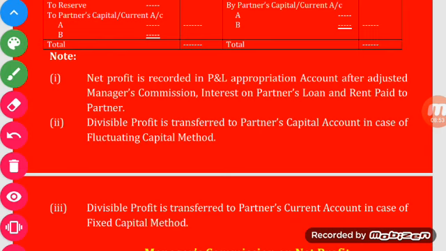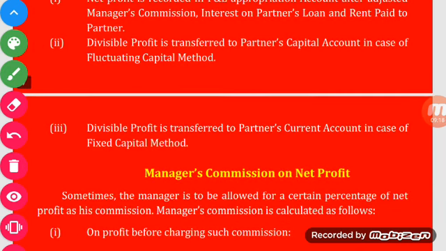Is it clear? Second point, divisible profit is transferred to the partner's capital account in case of the fluctuating capital method. The divisible profit will be transferred to the partner's capital account if partners' capital accounts are maintained as per the fluctuating capital method. And point number three, divisible profit is transferred to the partner's current account in case the fixed capital method is used. I hope you understood how to prepare the profit and loss appropriation account.